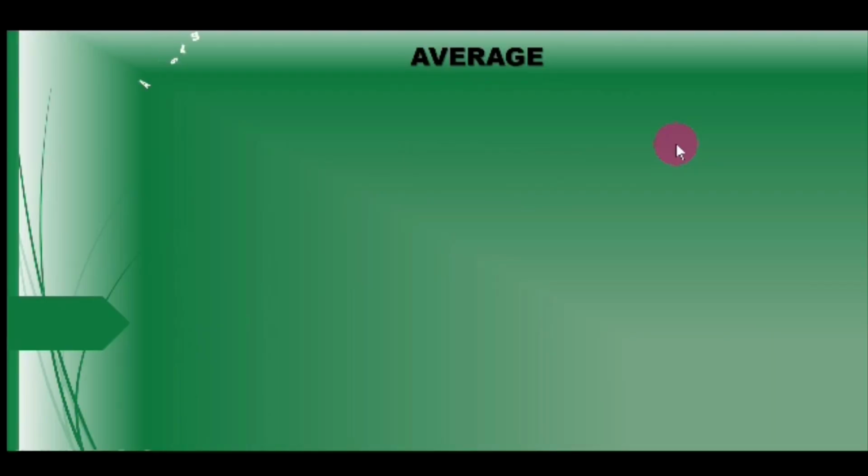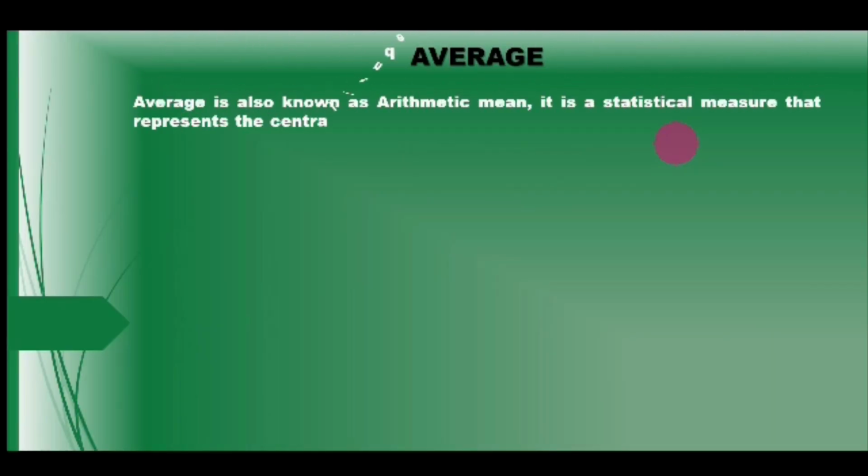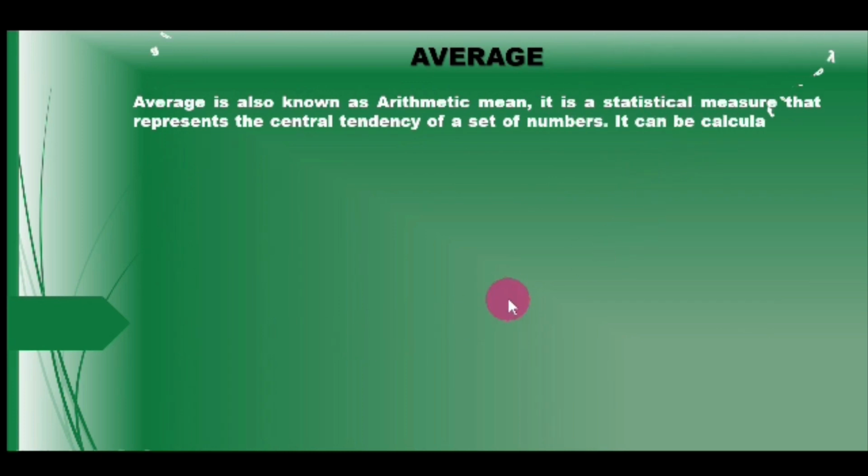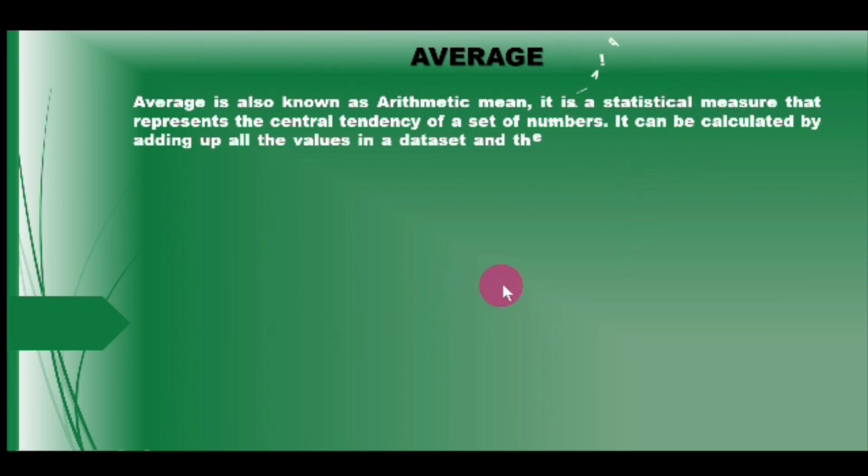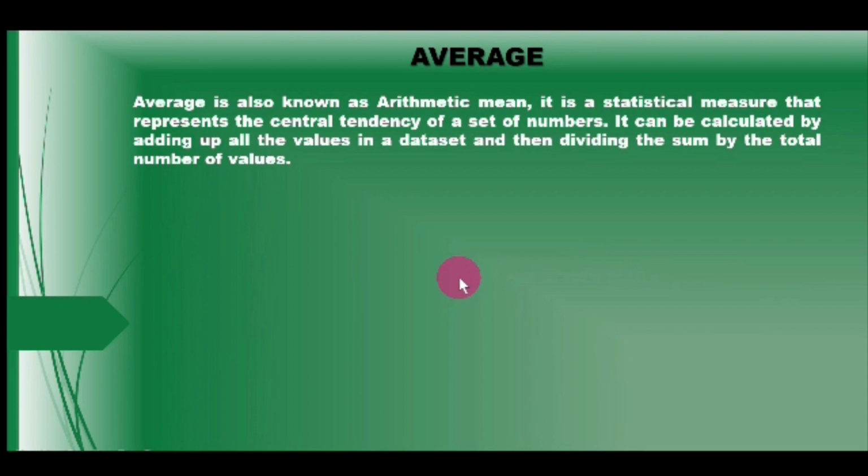Average. Average is also known as arithmetic mean. It is a statistical measure that represents the central tendency of a set of numbers. It can be calculated by adding up all the values in a data set and then dividing the sum by the total number of values in that data set.